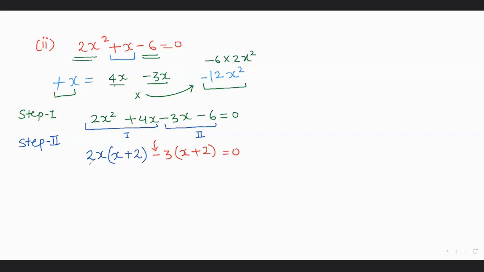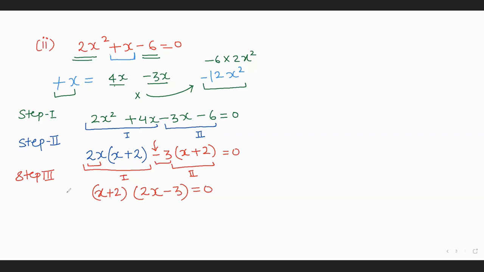Okay. Now students, in step 3 we can take the common factor between both of these two parts. Now you see what we can take common: it is x plus 2. If you take x plus 2 common, the remaining part is 2x minus 3. From here we have 2x, and the other one we have minus 3, equal to 0.